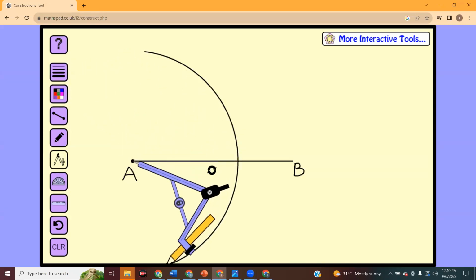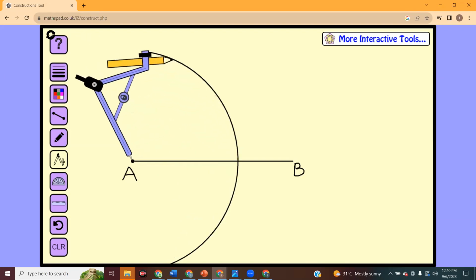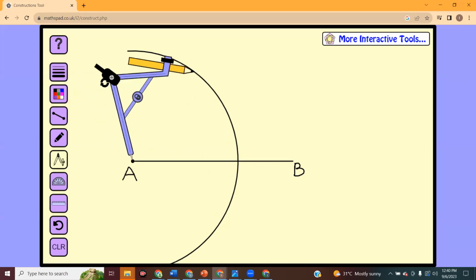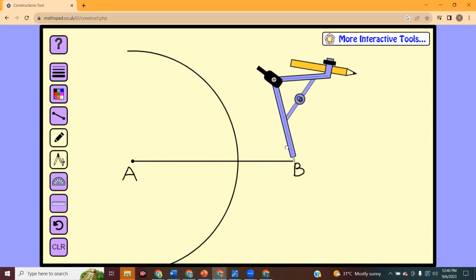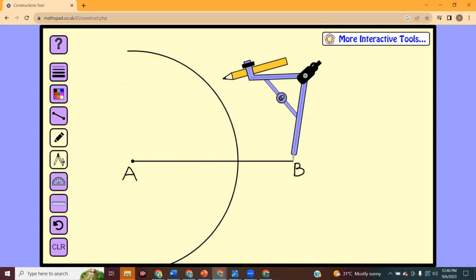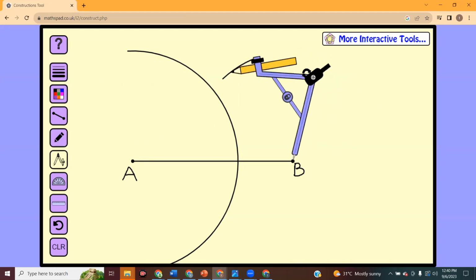So we create that arc. We start at A and we draw an arc that intersects the line AB. Now we're going to go to B. Remember, please do not change or adjust your compass size or your compass length. Leave it just as is. And you're going to go here, and then you're going to draw another arc.